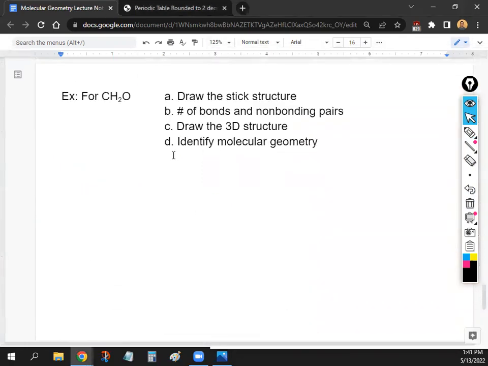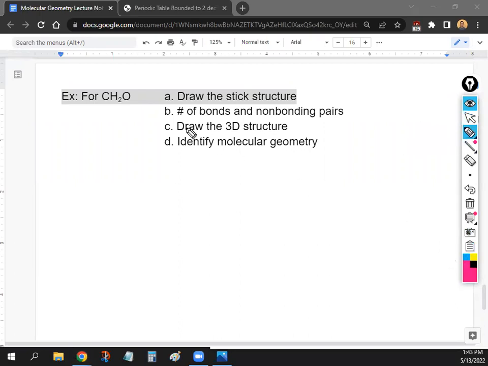Okay, so we got this one right here. I'll give you guys about 2 minutes. See if you can do part A on your own. If you can move on to the next ones, feel free to do that. But I'll give you guys 2 minutes to do part A, and then we'll do the rest of the parts together. Okay, so CH2O. I'll do the counting. It should be pretty simple.